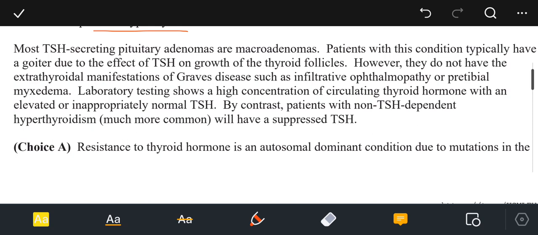Most TSH secreting pituitary adenomas are macroadenomas. Patients with this condition typically have a goiter due to the effect of TSH on growth of the thyroid follicles. However, they do not have the extrathyroidal manifestations of Graves' disease such as infiltrative ophthalmopathy or pretibial myxedema. Lab testing shows a high concentration of circulating thyroid hormone with an elevated or inappropriately normal TSH. By contrast, patients with non-TSH dependent hyperthyroidism, which is much more common, will have suppressed TSH.